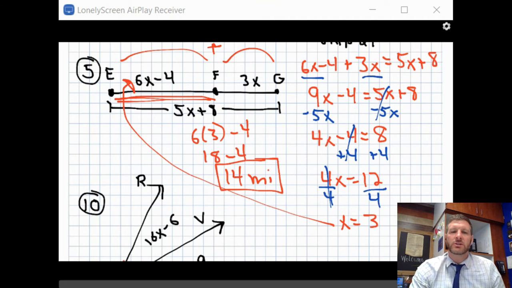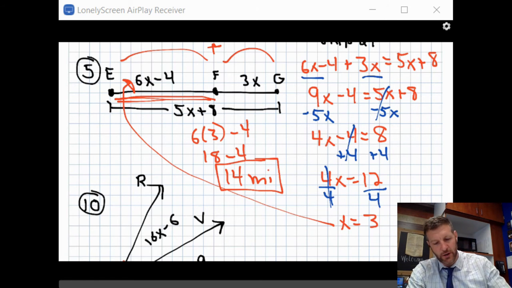So again, key is to study the picture, write the correct equation, solve for the variable, and then make sure you plug it back into the actual length or quantity that the problem is asking you to find.